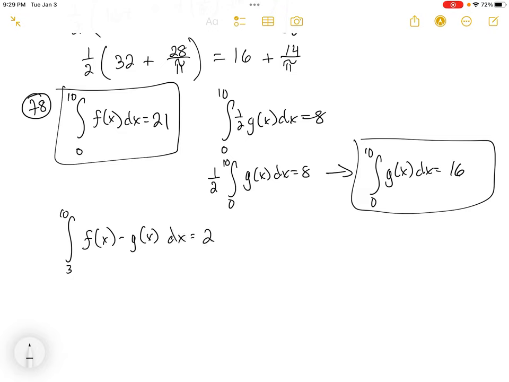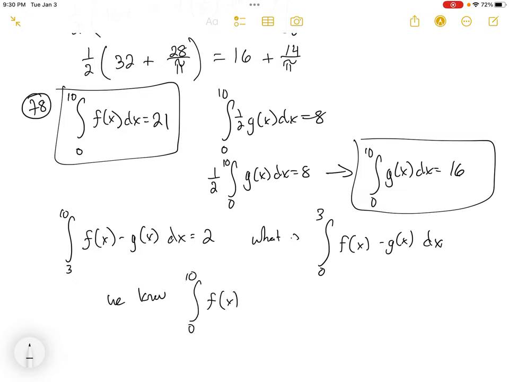And it asks us to find this integral from 0 to 3, right? So it says, what is this guy from 0 to 3, f of x minus g of x dx? Well, we know what that is from 0 to 10, right? We know from my box things above that from 0 to 10, f of x minus g of x dx has to be 5, right? Because we have the 21 and the 16, right?